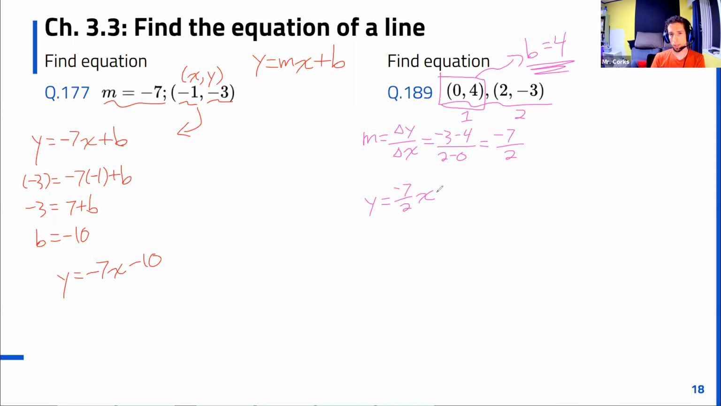We could just have y is equal to -7 over 2 x plus b, and then substitute in either of the 2 points that were given and calculate what b is, and it would turn out to be 4. So I'll leave that to you guys to work out if you're curious.